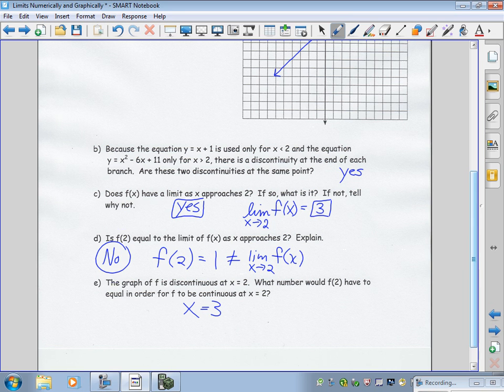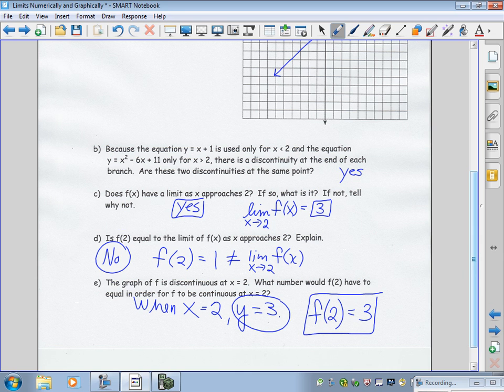Sorry, x and y. Let's try again. Let's say when x is 2, y would have to be 3. That's better. Y would have to be 3, or f of x would have to be 3. Another way to say this would be f of 2 would have to be 3. You have to fill in that circle.